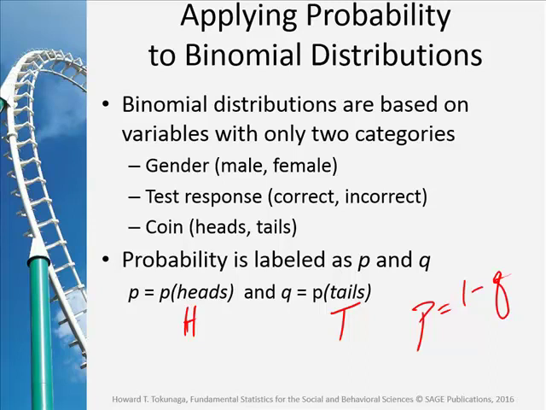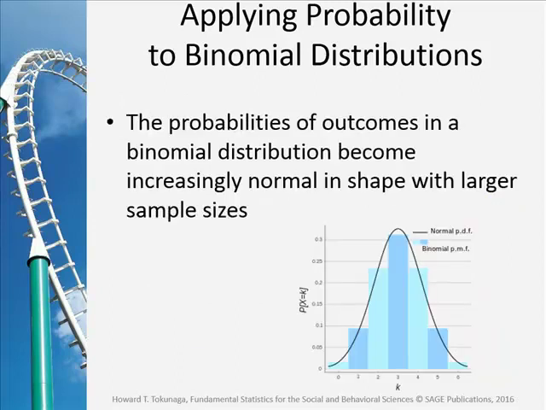And because math is fun, we can remember that all probability sums up to 1. So P plus Q equals 1, and P equals 1 minus Q, or conversely, Q equals 1 minus P. Again, let's take something really simple and make it look confusing and hard. P and Q, heads and tails.